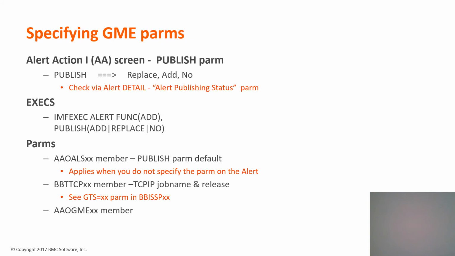There are several places we could specify the parms for GME. In the Alert Action 1 screen, we can use the Publish parm at the bottom of the screen to indicate how we want to handle our publishing to BPPM. Within an exec, there's an IMF exec statement that allows you to specify a publish action, and you can also set up the actions in the parms. In the AAOALS member, there's a variable where you can set the default value for publish. My recommendation is to set that to replace.